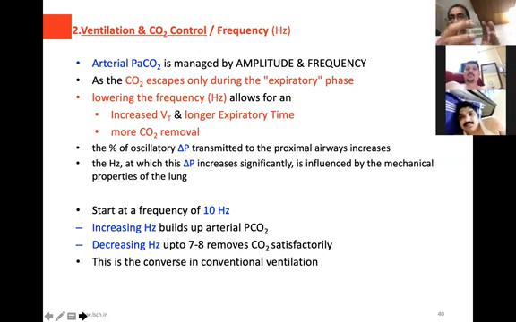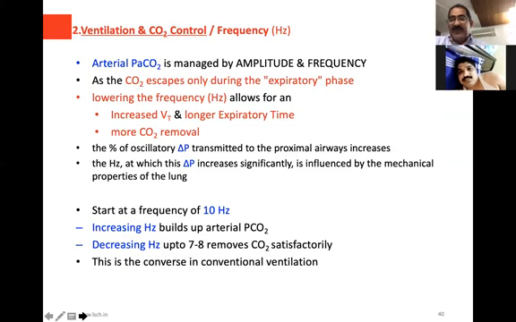But more importantly, it is not just the size of the baby. It is the pathology. That is what is important. As I've said, increasing the frequency builds up the arterial CO2, and decreasing the frequency up to 7 or 8 removes the CO2 satisfactorily. This is one. Next slide, please.